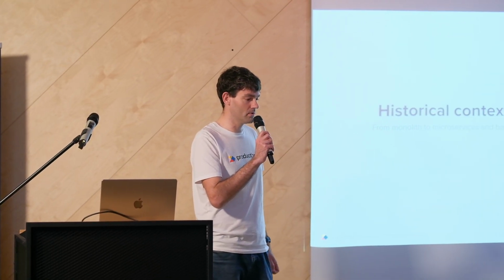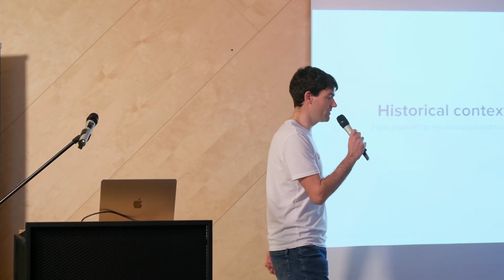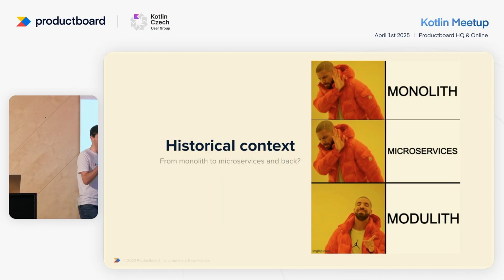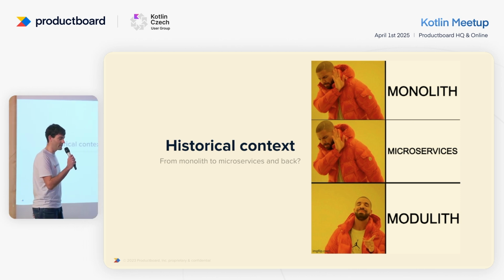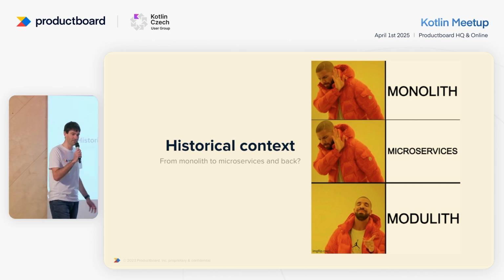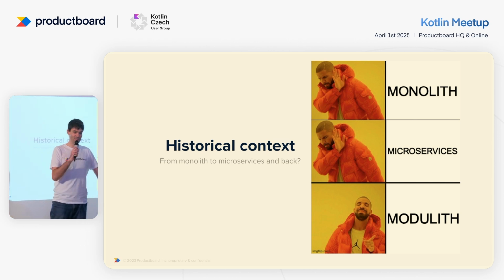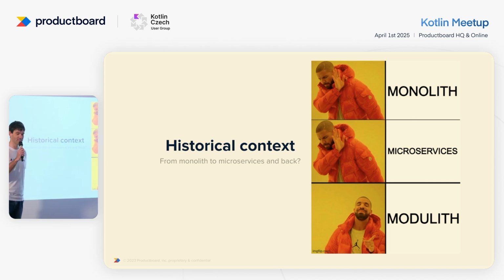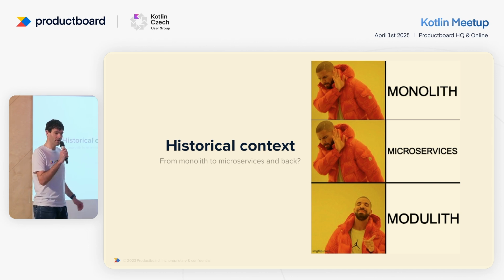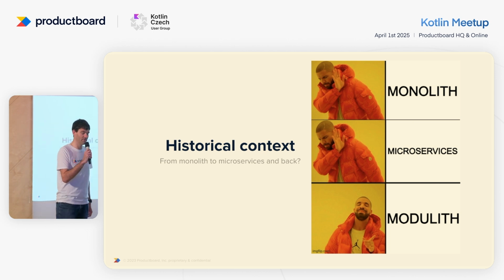So, a little historical context. As probably every startup, Productboard started as a monolith application. At the time, it was a Ruby on Rails application, and then it started a big growth. It was before COVID, and we thought that this growth would continue. Microservices were all around, so we thought that we also needed microservices and started building a microservices architecture using Kafka as a protocol to communicate between them.